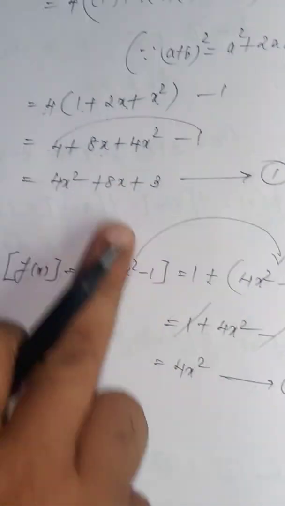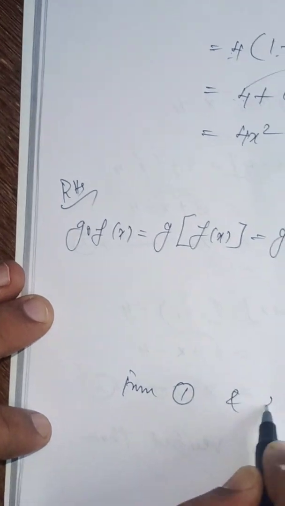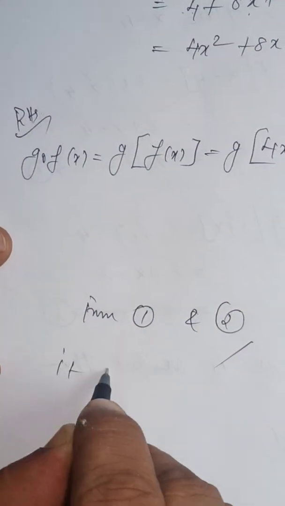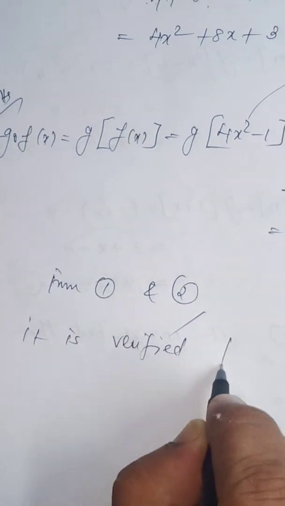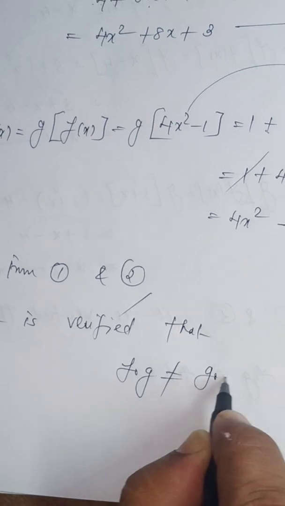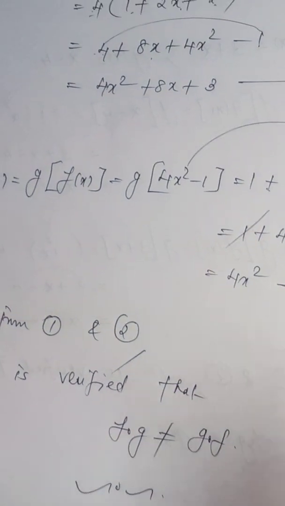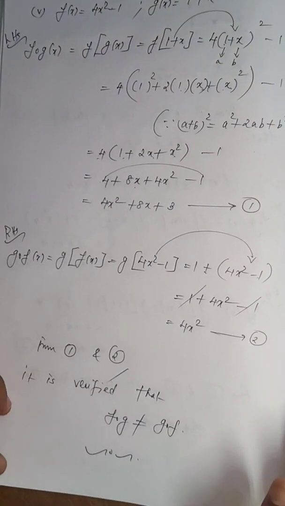Look at that. 1 and 2 are not equal. From 1 and 2, it is verified that f dot g is not equal to g dot f. So problem number 1, all the 5 subdivisions are over. I will be teaching problem number 2 in the next video. Thank you, children.